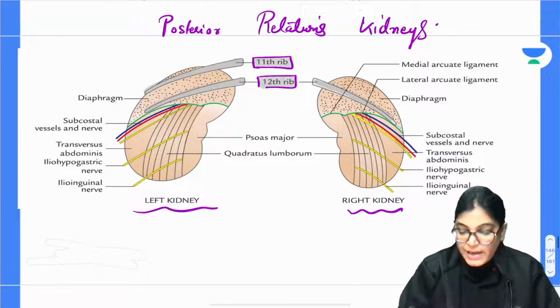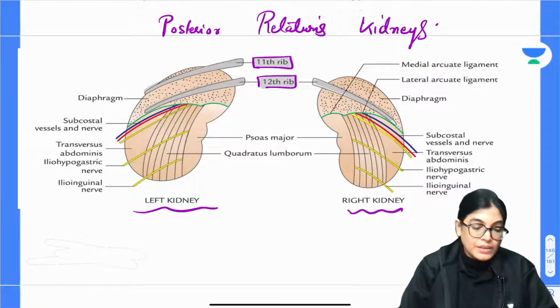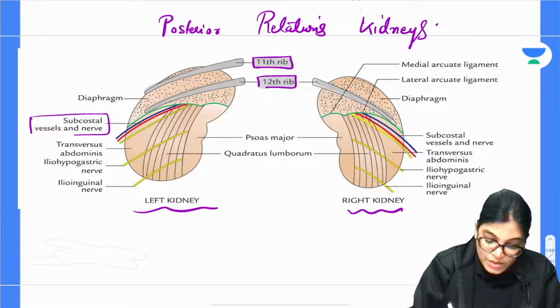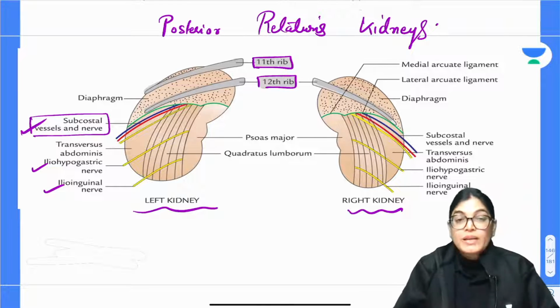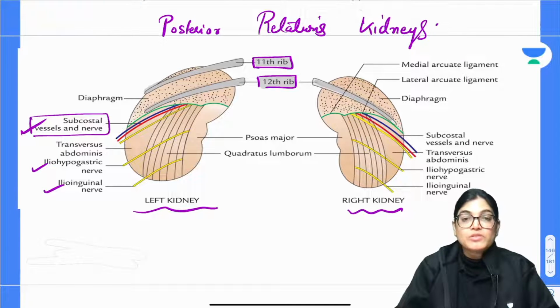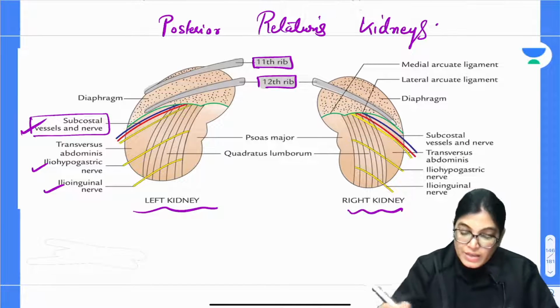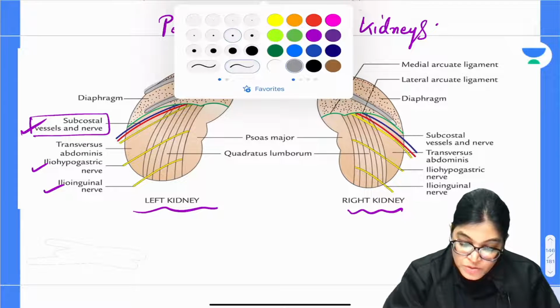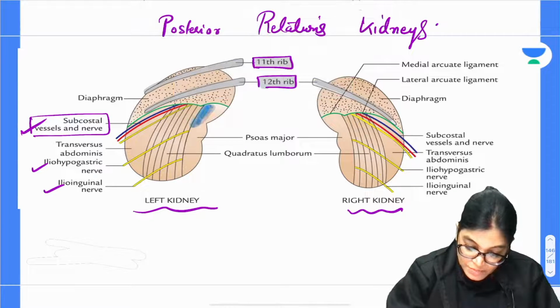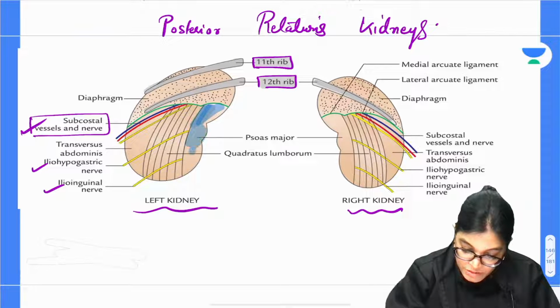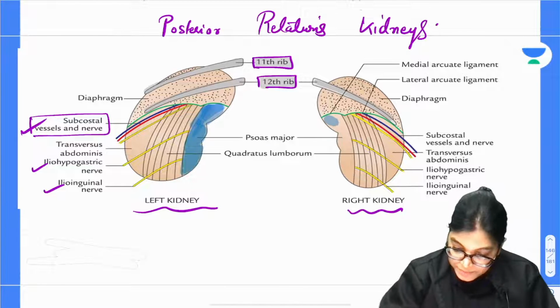Why? Because in right hand side we have got a heavy organ, liver, lying superiorly. Now if I talk about the nerves, they are subcostal nerves and vessels. So nerves are subcostal nerve, iliohypogastric nerve, ilioinguinal nerve. If I talk about the muscles related on the posterior relation as we move from medial to lateral, the medial most muscle is psoas major. So this is the area which is having relation here with the psoas major muscle on both the sides.